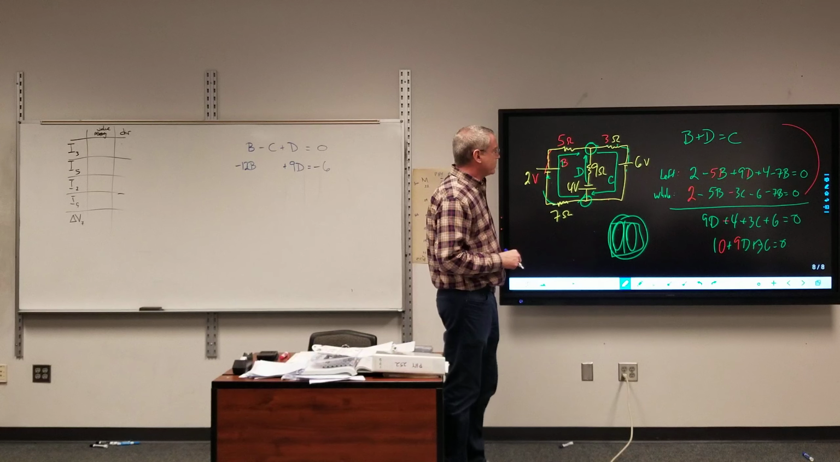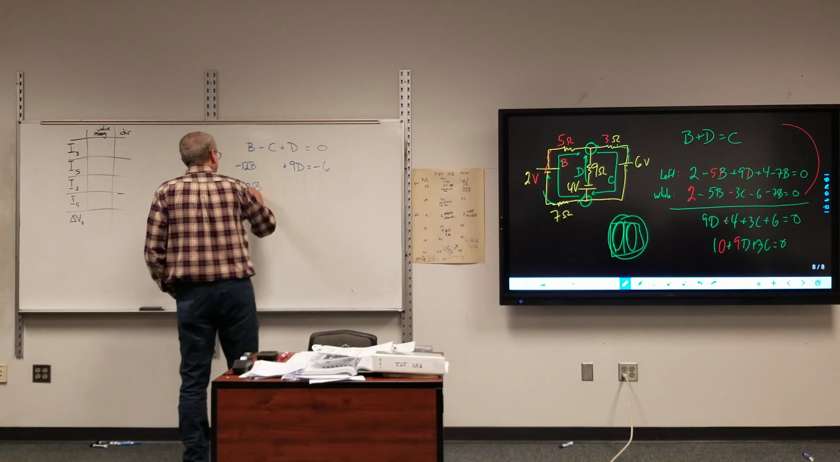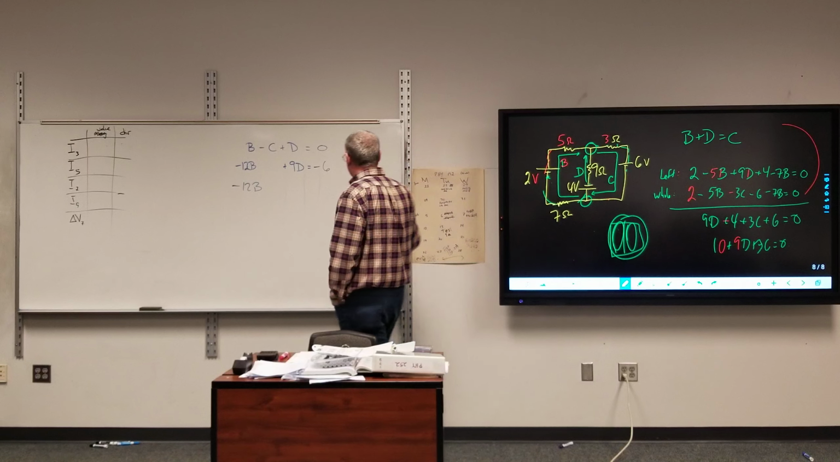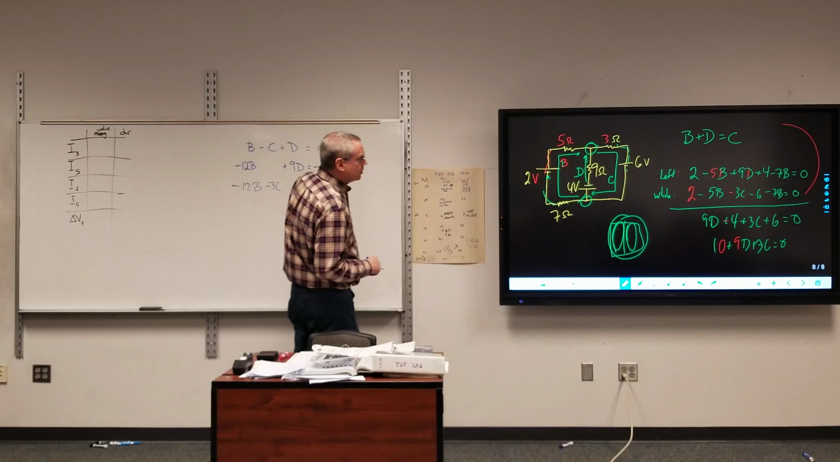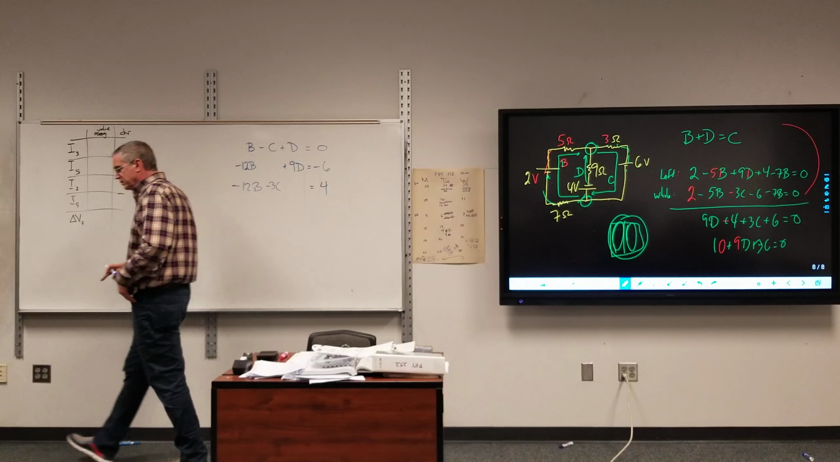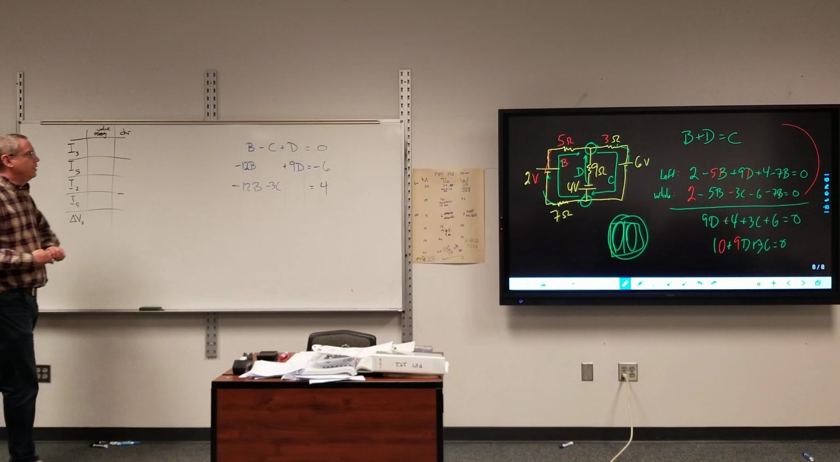And then the last equation, I got minus 12B minus 3C equals, I've got negative 4 on the left-hand side, so I take it over at 4.